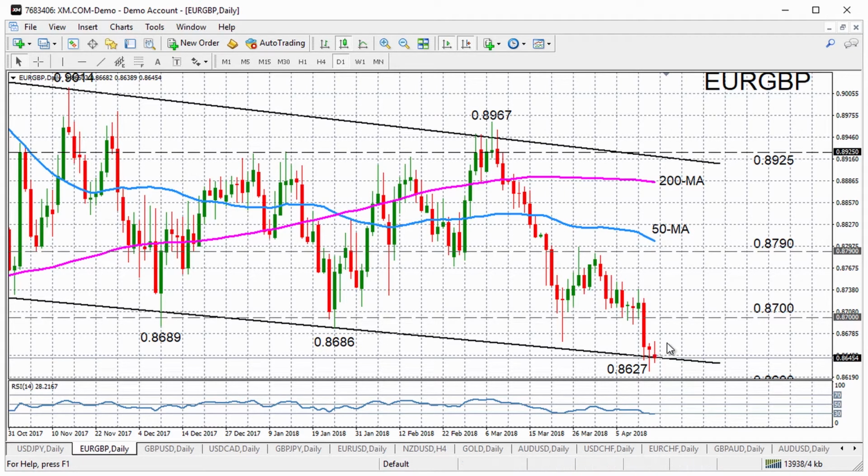If it does move higher, we could see resistance coming from the 0.87 level, but euro pound would need to climb further up to at least 0.8790. That's another previous resistance level, and that would take it closer to the 50-day moving average, helping shift the short-term bias at least to a more bullish one.